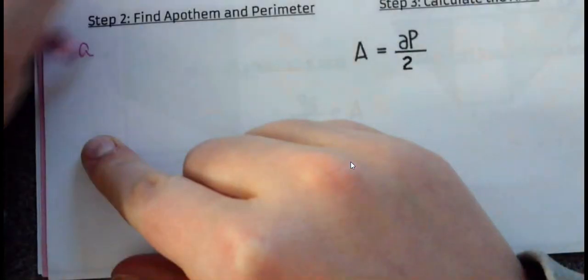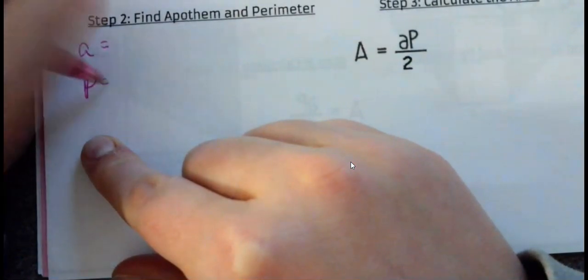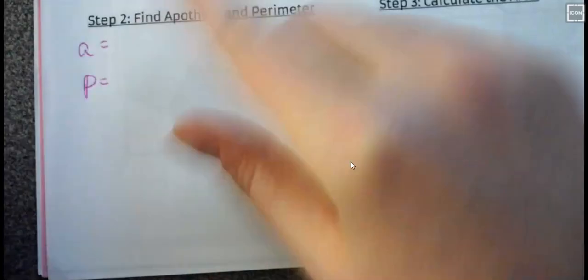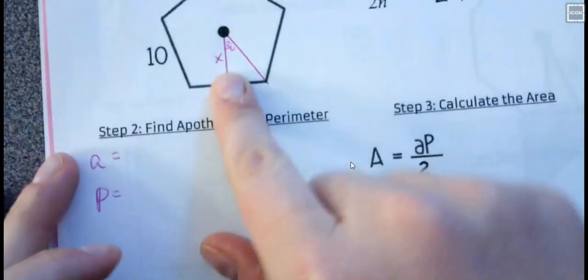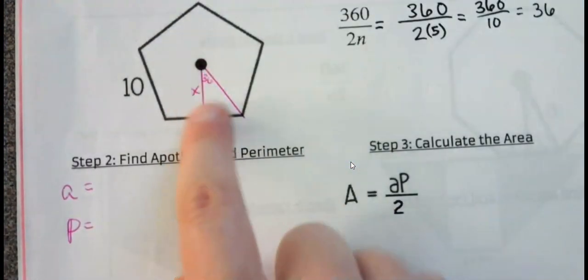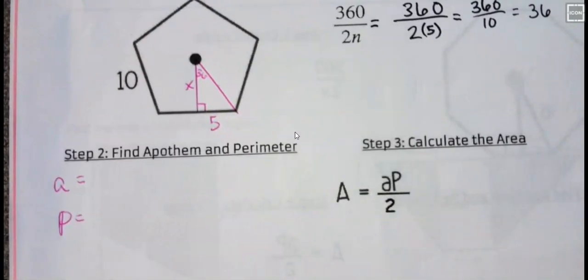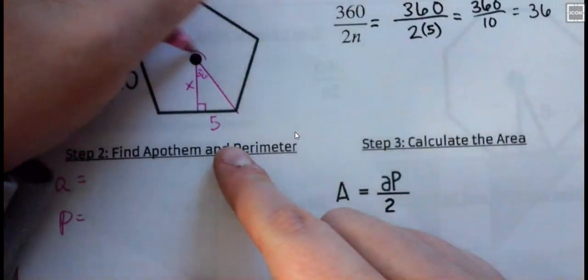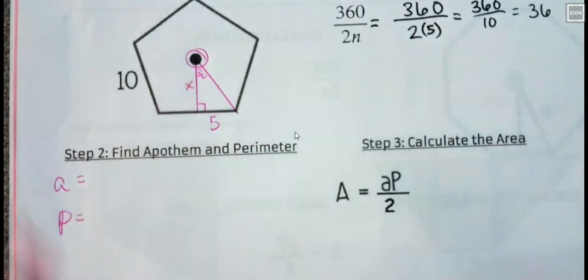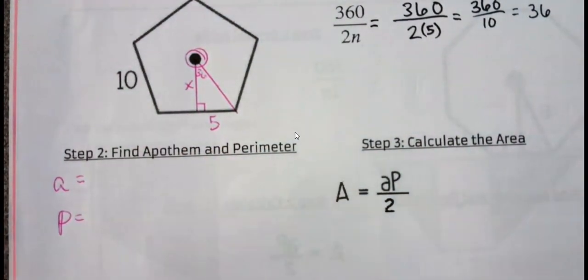Okay, what does that mean? Well, I'm going to write A equals, and I'm going to write P equals. I need to find the length of this apothem, so I'm going to put an X right there because I want to know the length of that side. We're going to use trig to solve for that. But actually, let's pause for a second. Can we find the perimeter with the information that we have so far? Like, how many sides does that shape have? It's a pentagon. It has 5 sides.